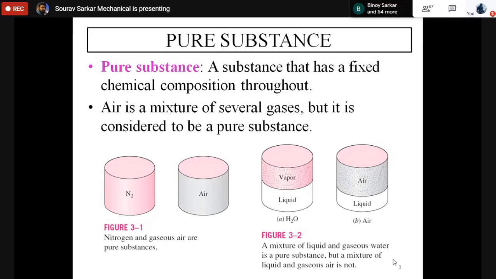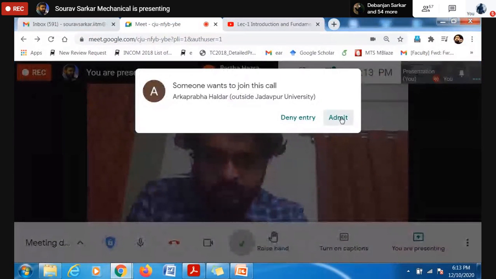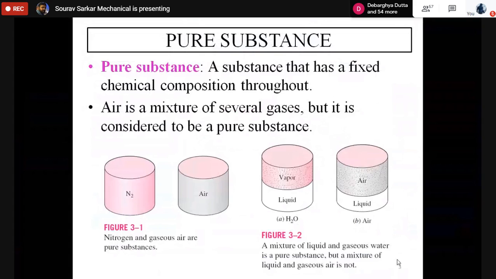So this will be called a pure substance. You can say homogeneous, something like a similar kind of thing. Suppose air: air is basically a mixture of several gases, nitrogen, oxygen, then carbon dioxide, carbon monoxide, some inert gases. But if you take any sample from any space, it will show you a similar composition, so it is a pure substance.